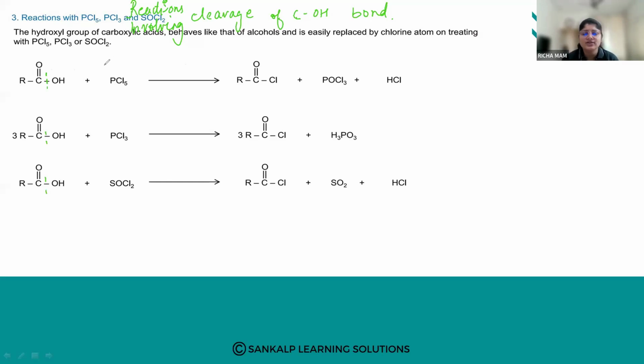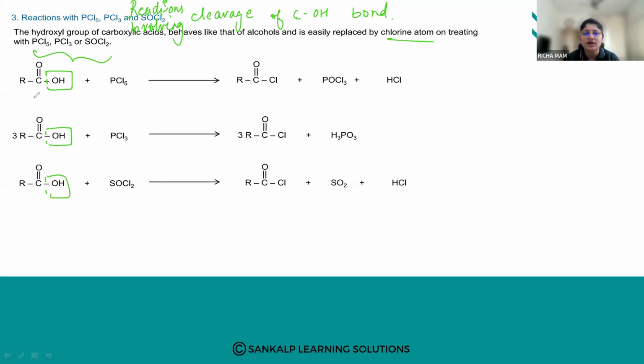The hydroxyl group of the carboxylic acid behaves like that of an alcohol, and it can be easily replaced by a chlorine atom by treating it with PCl5, that is phosphorus pentachloride, phosphorus trichloride, or thionyl chloride. So these are the different reagents. By treating it with these, the OH group can be replaced by Cl. So these are the reactions.